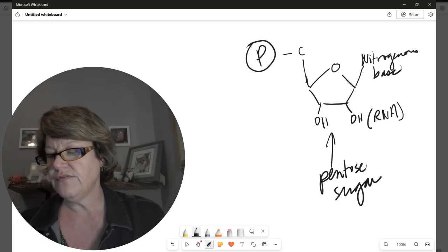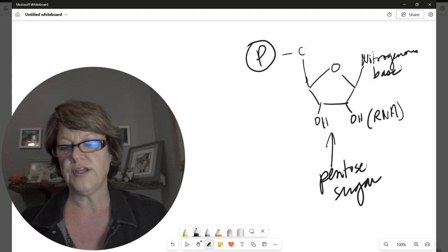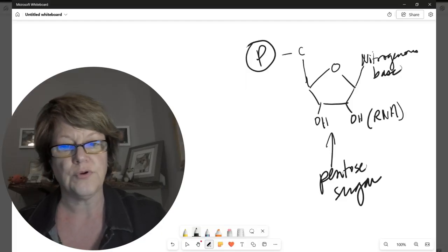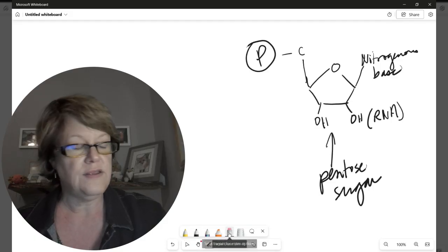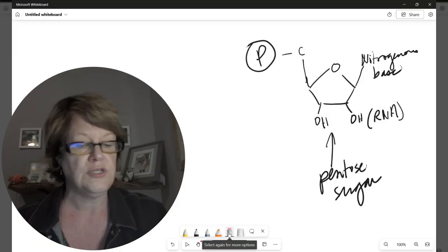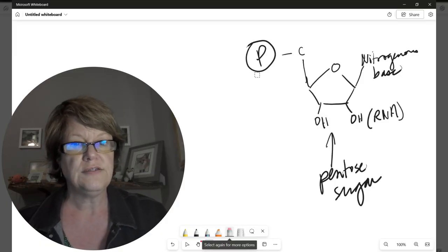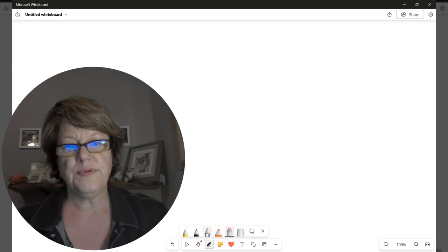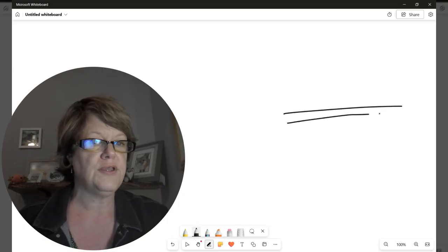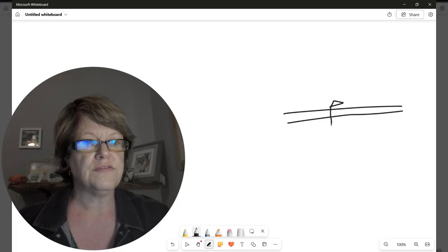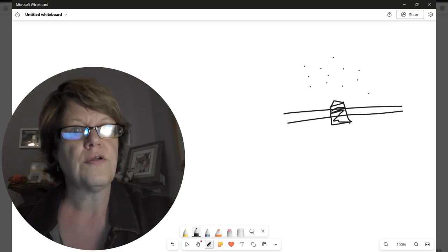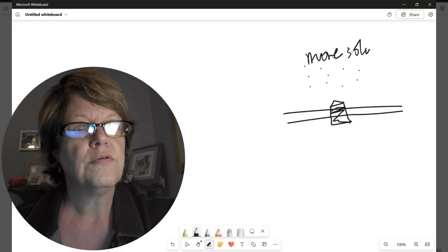Number 7, given a gradient description, be able to predict the direction of movement of any particle via simple diffusion, facilitated diffusion, or active transport. The key is that if it's a facilitated diffusion or a simple diffusion, everything is moving with the gradient. And if it's an active transport, then that would be the movement against the gradient. So typically you have some kind of diagram of the membrane. You have possibly this channel protein shown here. You have some gradient here. Let's say there's more solute here and less here.